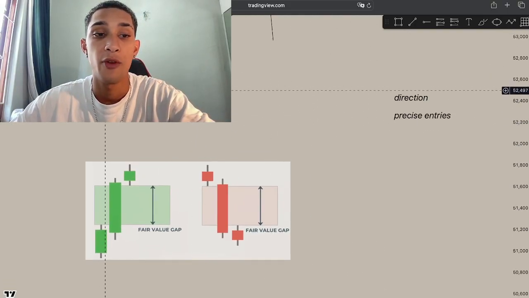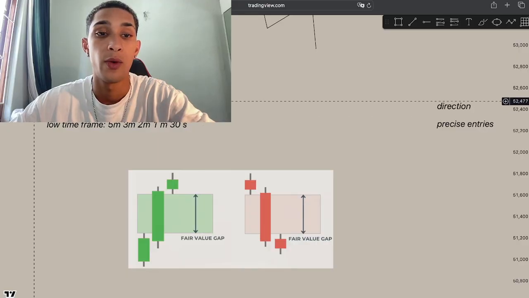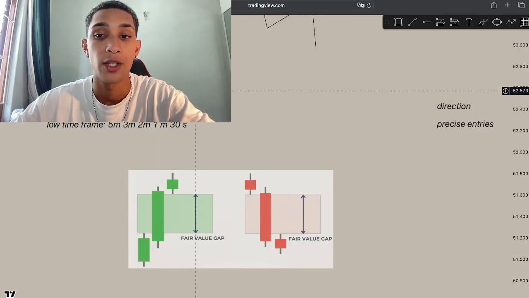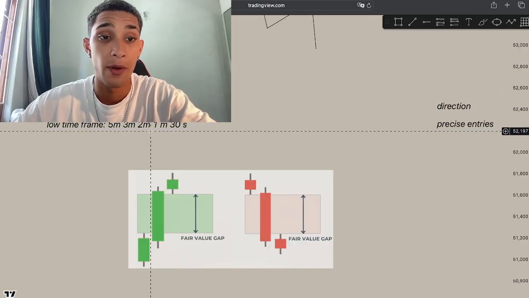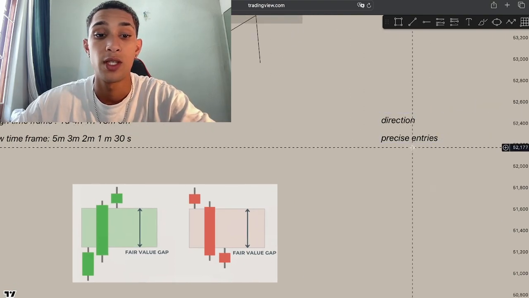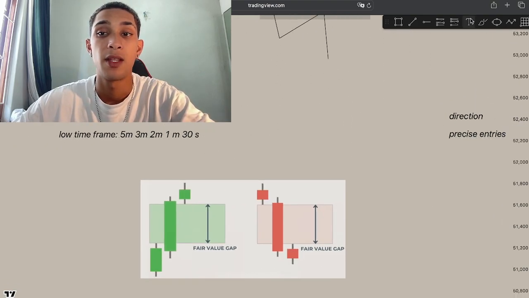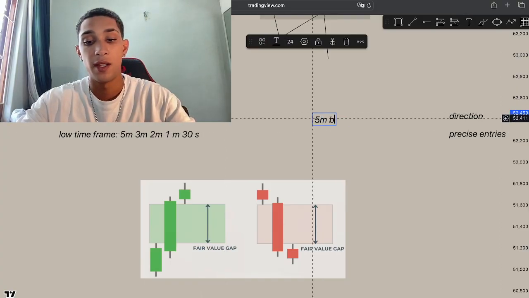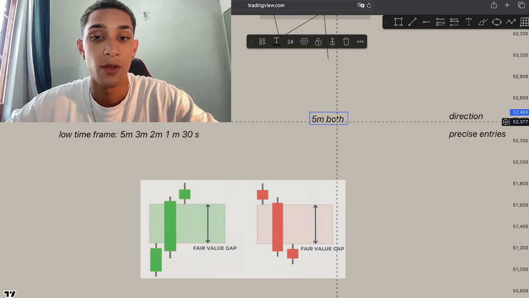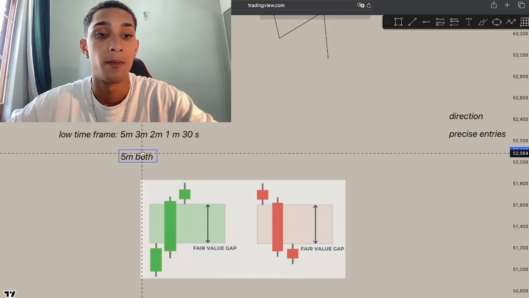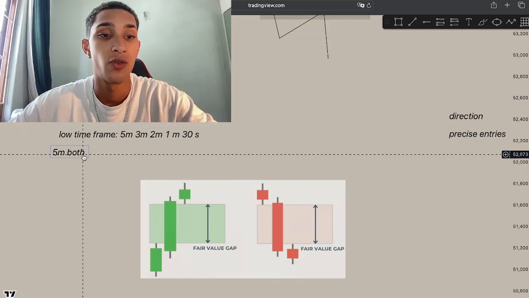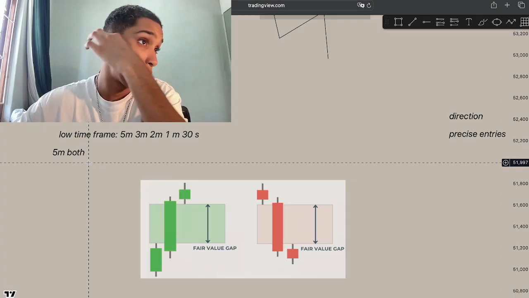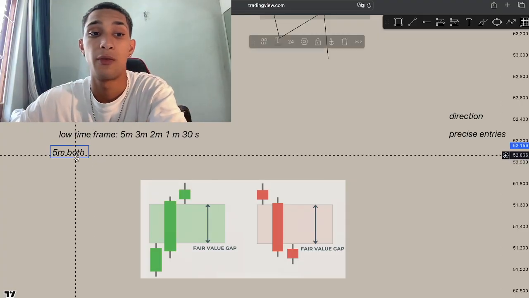And the high time frame fair value gaps are the ones that we're going to use for direction, where the low time frame fair value gaps are the ones that we're going to use to get precise entries. And something that's notable, which you guys have probably seen here, the 5-minute fair value gap can be used for both, right? Because we can take trades out of it, but we can also wait for it to get disrespected for a more precise entry.